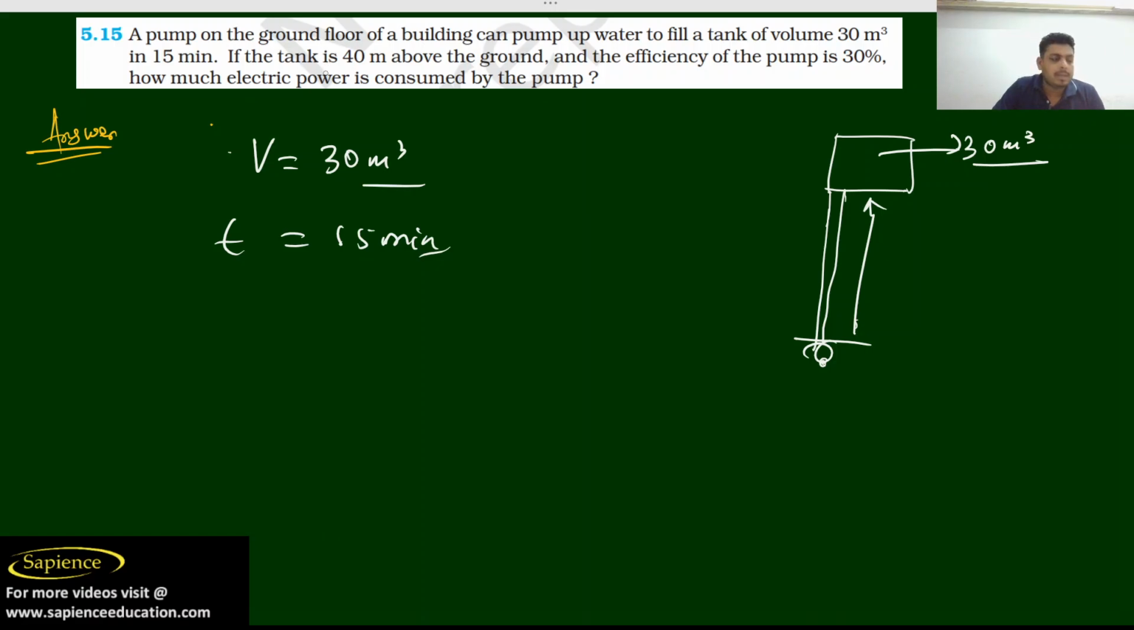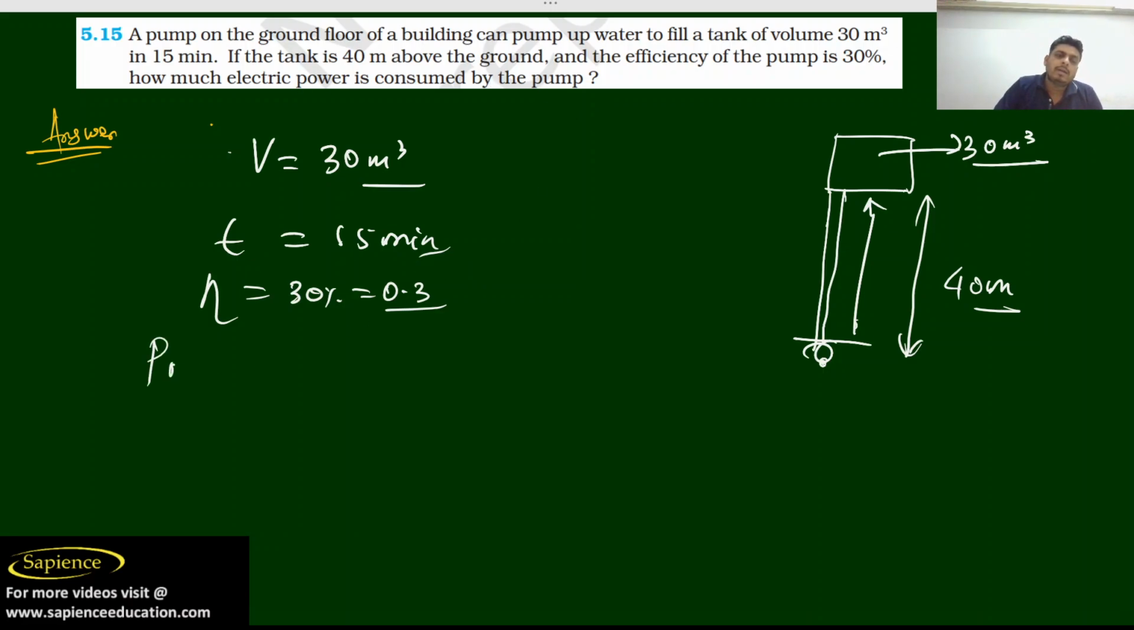15 minutes. The tank is 40 meter above the ground, so the height is 40 meter. And the efficiency of the pump is 30%. We can also write 0.3, because 30 by 100 is 0.3. So how much electrical power is consumed by the pump?